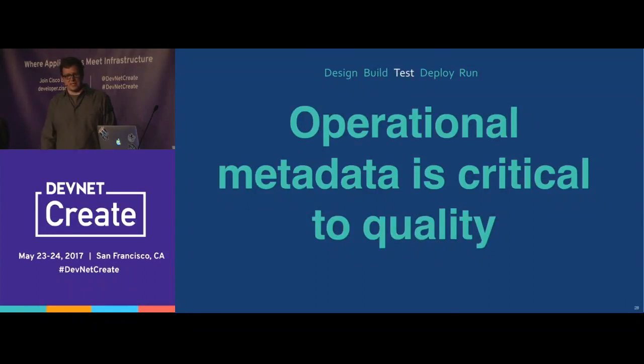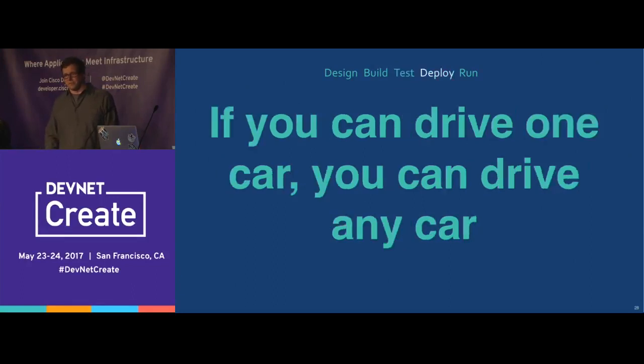Okay, this is a key one, operational metadata. It turns out that it's really important to deliver a quality product. In terms of deployment, if you can drive one car, you can drive any car. Try to apply that to the way you run and deploy your apps, right? If you can deploy one app, you can deploy any app.